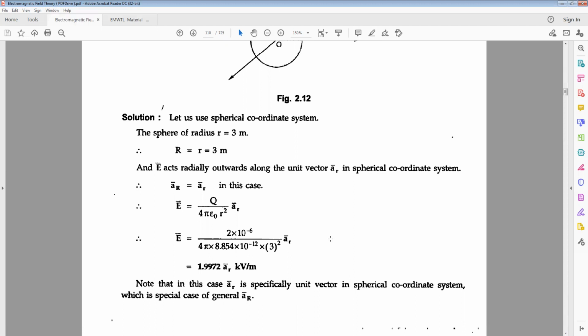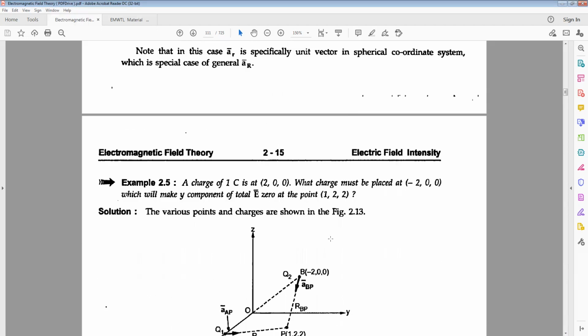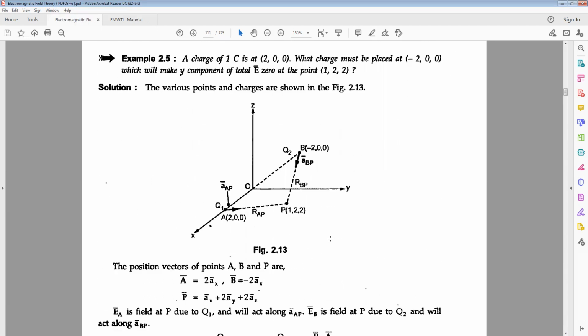Got it, my dear students? So, next example: a charge of 1 coulomb is at (2,0,0), and what charge must be placed at (-2,0,0) which will make the y component of total E bar 0 at the point (1,2,2)? So they're asking what is the charge at the point (-2,0,0).